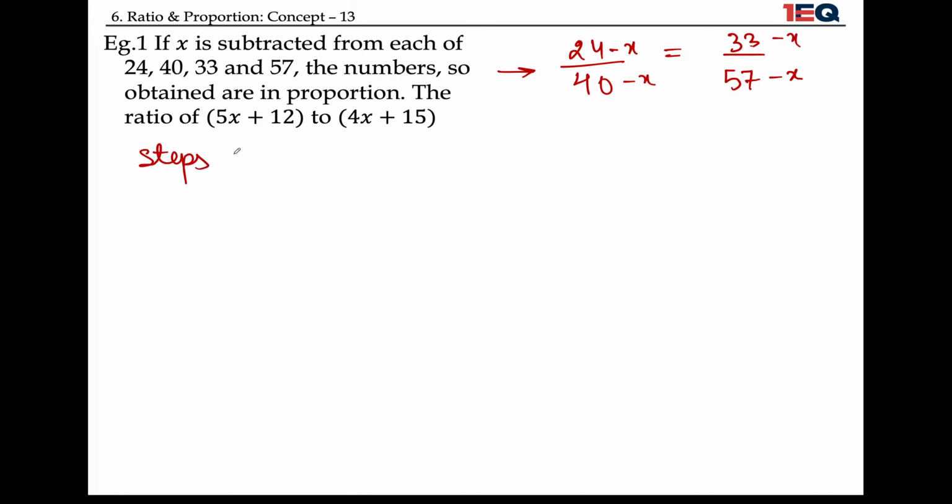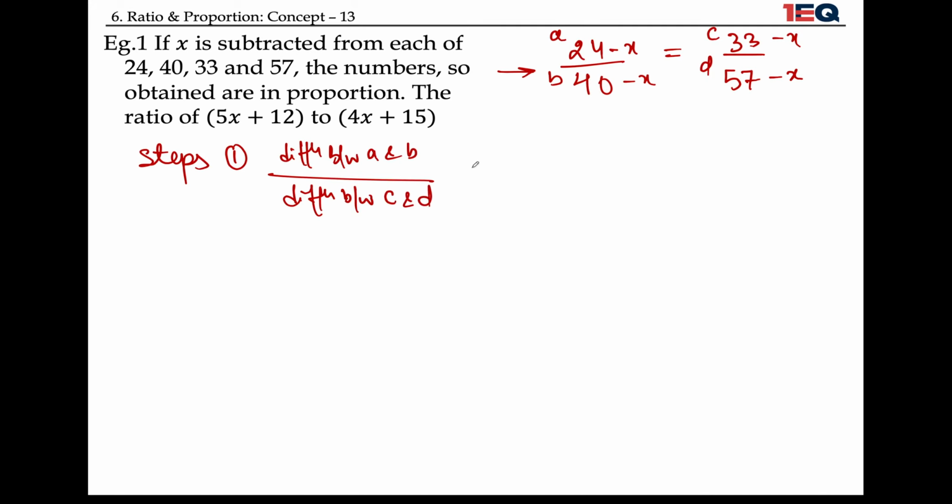So there are steps to solve it. The first step being I need to find out the difference. I'll call them A, B, C, and D. I need to find out the difference between A and B, and I have to divide it by the difference between C and D. The difference which I would get, with a division sign, I would call this M by N.